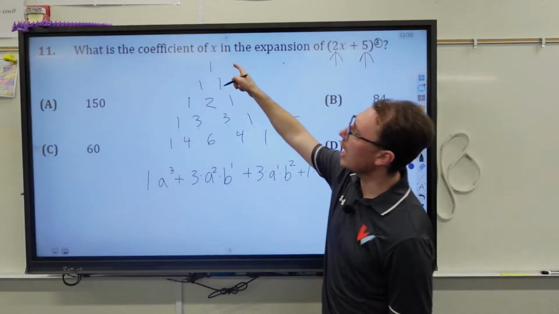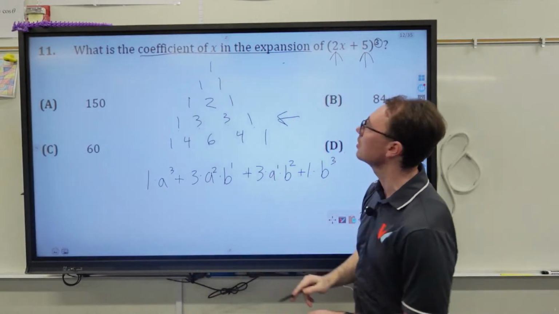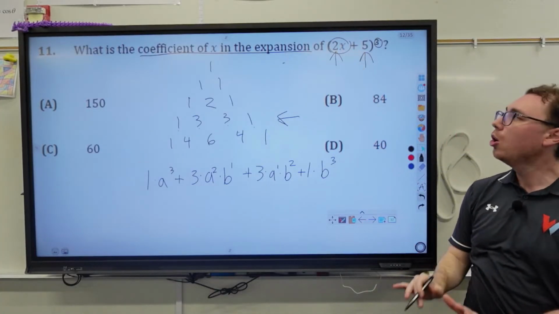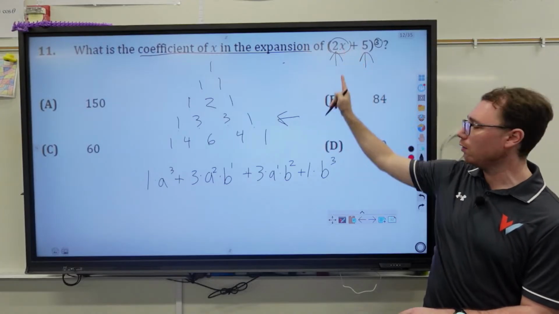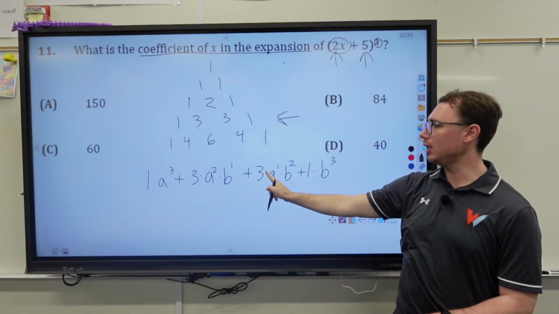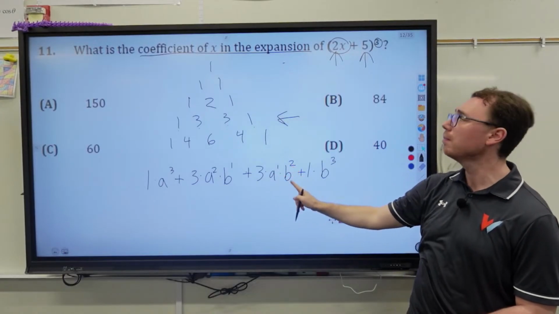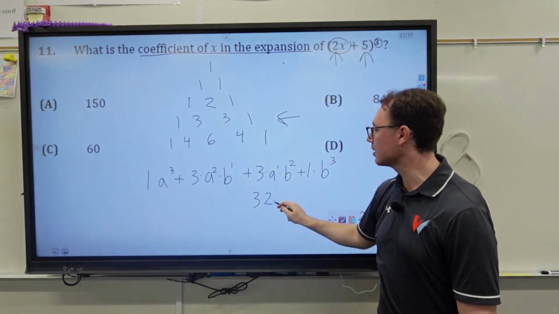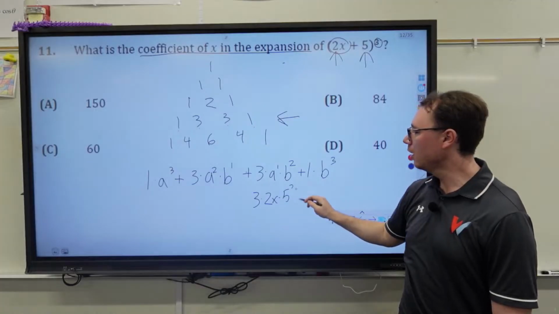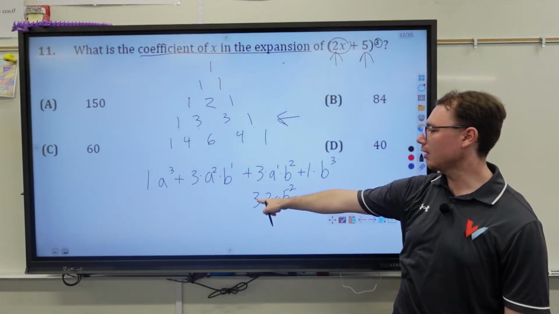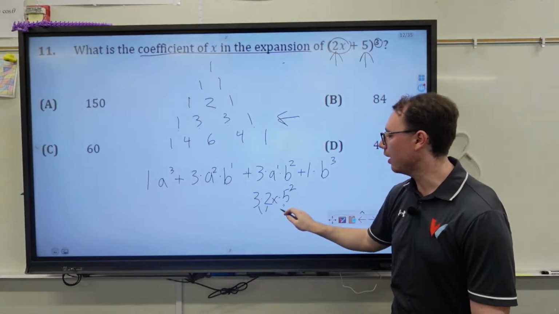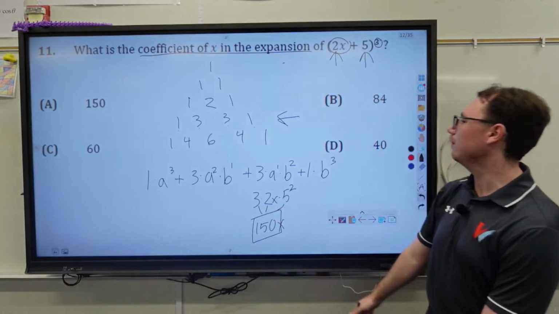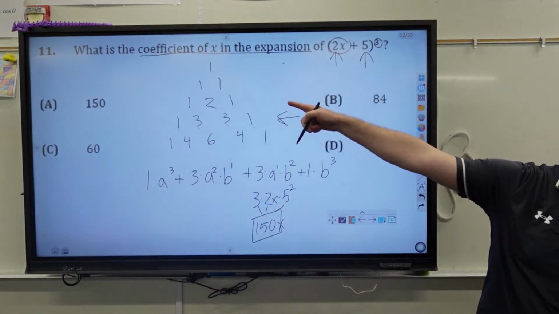In this case, we're just asked to find the coefficient of x for this first problem. We know that since this term is a, we want to find when x is by itself. That's going to be 3 times a to the first power times b squared. B squared here is 5 squared. So it's 3 times 2x times 5 squared. 5 squared is 25, times 2 is 50, times 3 is 150. So all of these values create 150x, making our coefficient 150, which is our answer a for 11, 100% right.